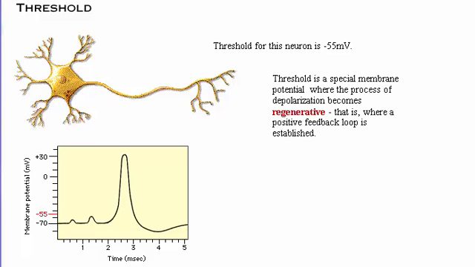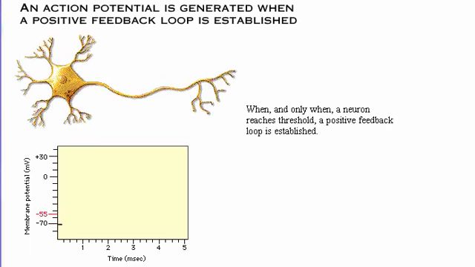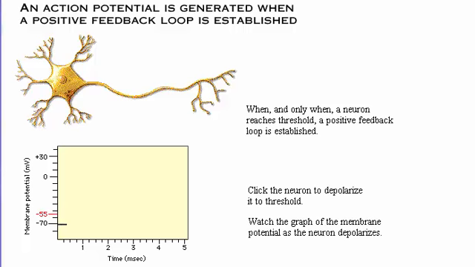Threshold is a special membrane potential where the process of depolarization becomes regenerative, that is, where a positive feedback loop is established. We will study the positive feedback loop on the next page. When and only when a neuron reaches threshold, a positive feedback loop is established. Click the neuron to depolarize it to threshold. Watch the graph of the membrane potential as the neuron depolarizes.